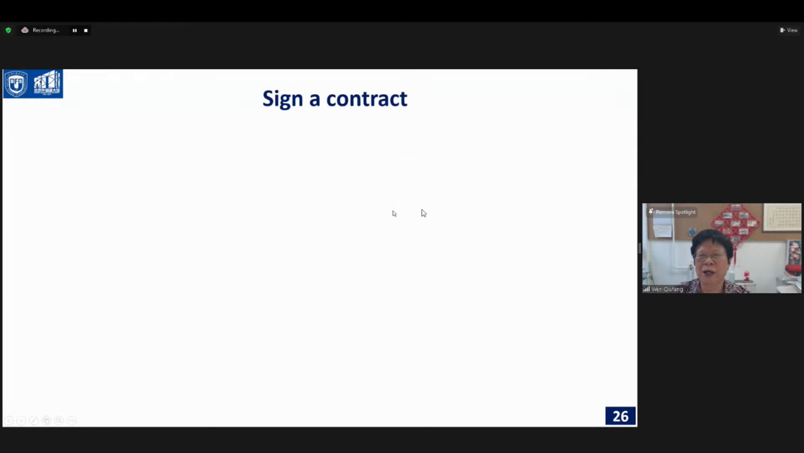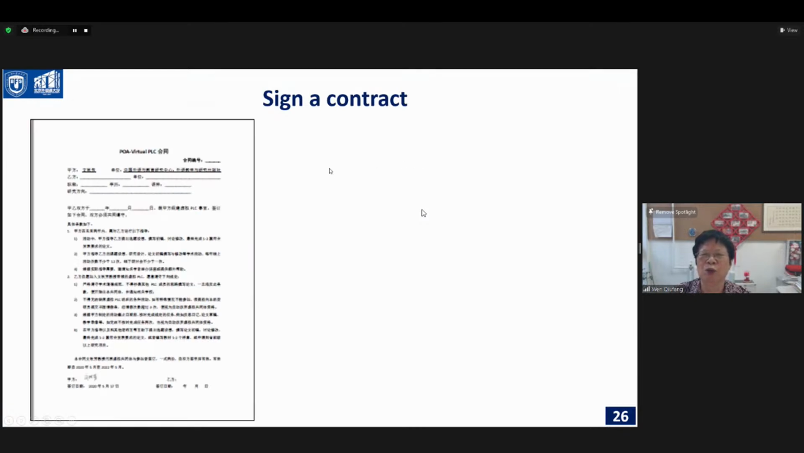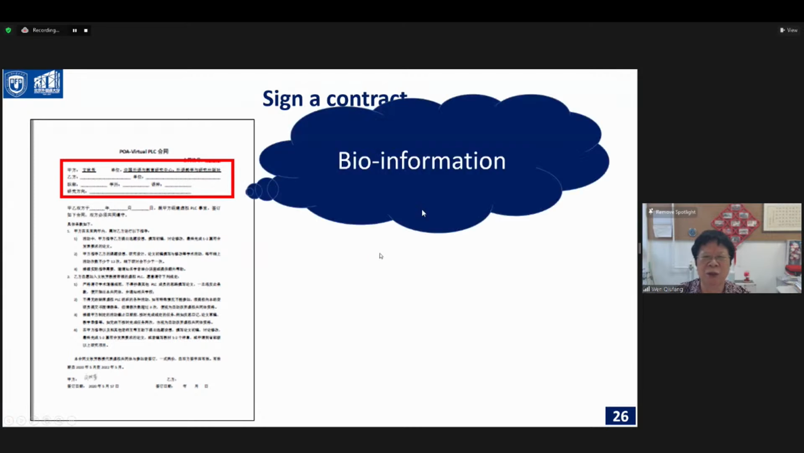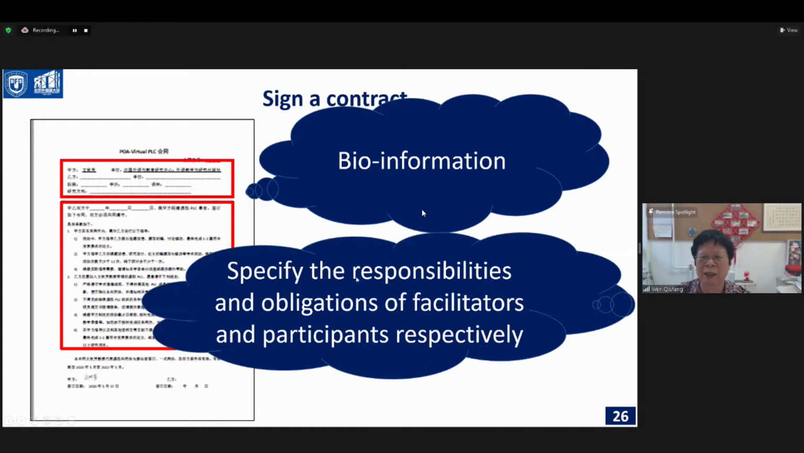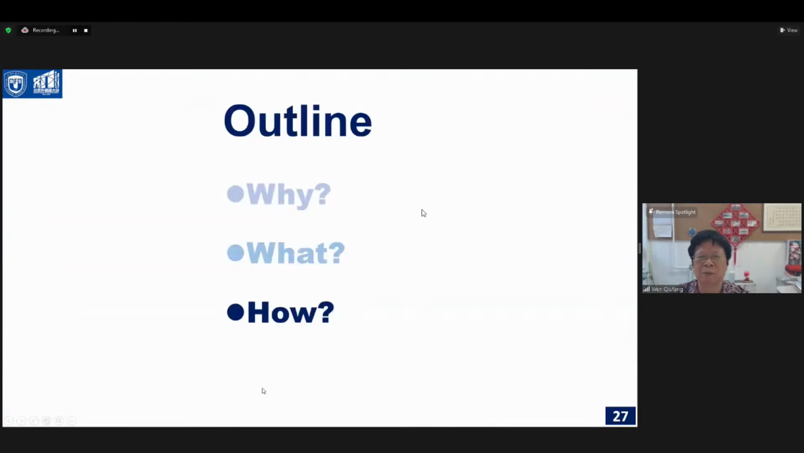Now, I just give you a very simple example, how can we push them? Actually all the members need to sign a contract before joining the CC on our own initiative. In this contract, the beginning part is bio-information. And in the second part, we give very clear items which specify the responsibilities and obligations of facilitators and the participants respectively. So we have to observe these regulations.